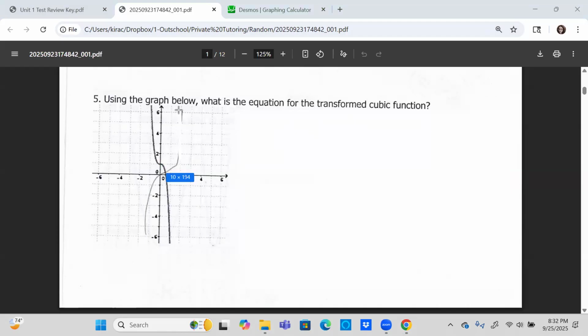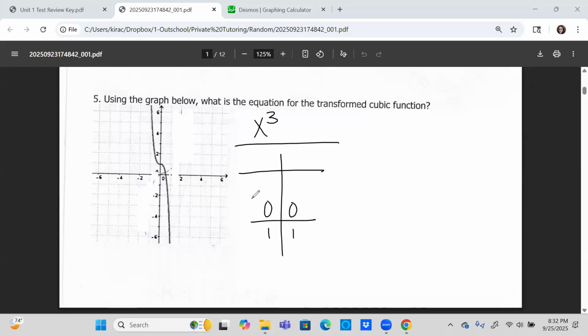So again, ignore this line. Let's just jot down, if it's just x cubed, right? If you plug in 0, you get 0. If you plug in 1, you get 1. If you plug in -1, you get -1. If you plug in 2, you get 8. If you plug in -2, you get -8. That's the original, right?